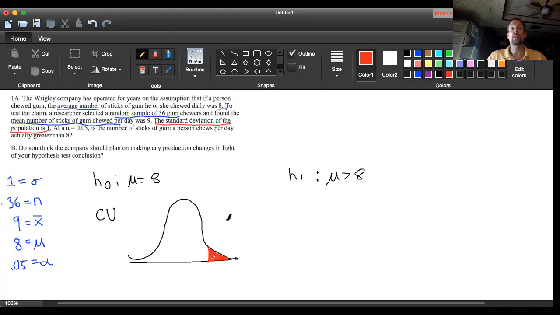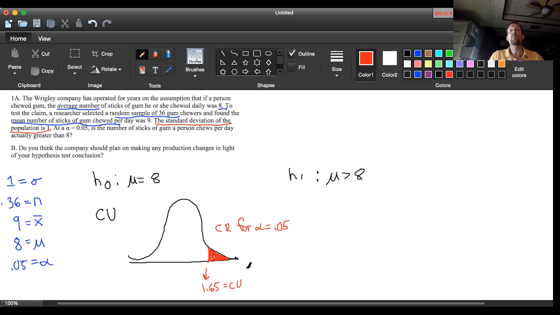And I'm going to label this my critical region for alpha equals 0.05. Okay, now what I have to do is look in my Z table, and I have to find what's the Z score that matches the upper 5% of my curve region, and that's going to be 1.65. That's going to be my critical value.